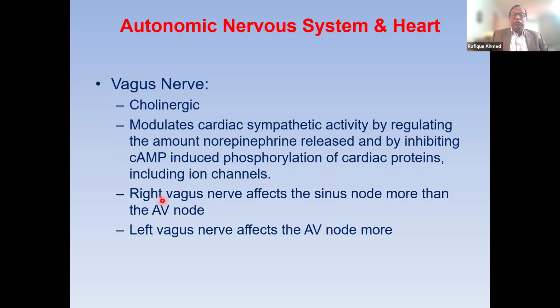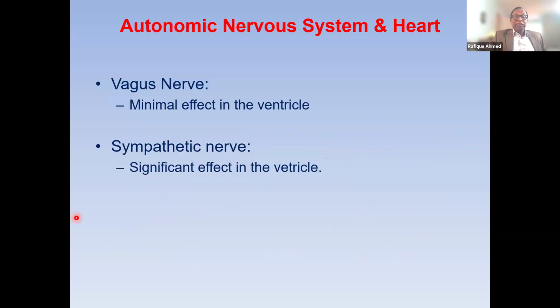This is interesting that if you stimulate the right carotid sinus, you will see predominantly sinus slowing because the right vagus nerve affects the sinus node more than the AV node. If we do left carotid sinus stimulation massage, you'll see more AV block because it affects predominantly the AV node than the other structures. The vagus nerve has minimal effect on the ventricle. It's not that there is no effect, but it's minimal. Sympathetic nerve effect is significant.